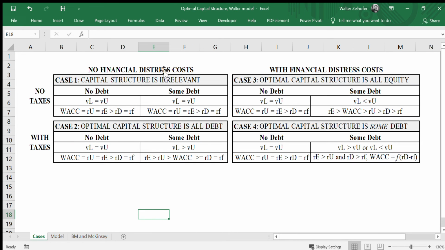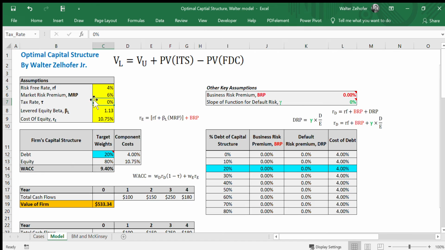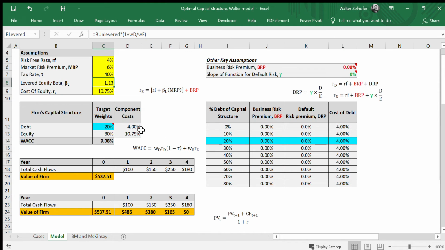Okay? Now, we're going to be looking at case 2. We're going to have no financial distress costs, but we're going to add taxes. So if we add a 40% tax rate into our model, let's see what happens. Again, we choose to finance the business with 20% debt and 80% equity, giving us a weighted average cost of capital, applying the standard formula, of 9.08%. If you discount the cash flows of the business at the weighted average cost of capital, we get 533.51.